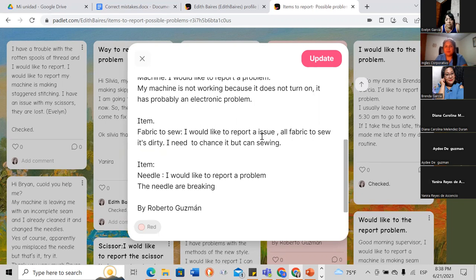Okay. I would like to report an issue. All fabric to zoo is there. I need to change it. Okay, cambiarla. Okay. But aquí qué me quiso decir. Para poder coserlo. El trabajo. Mm-hmm. Entonces sería para poder costurar. Ajá, algo así, quise poner. Entonces no es necesario can, solo to sew it. Para costurarlo. Okay, good job there.